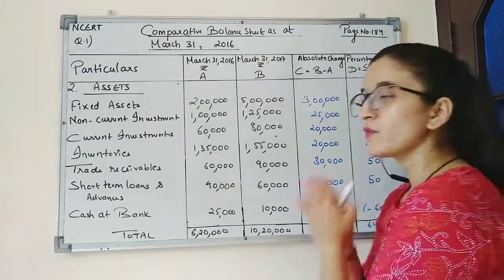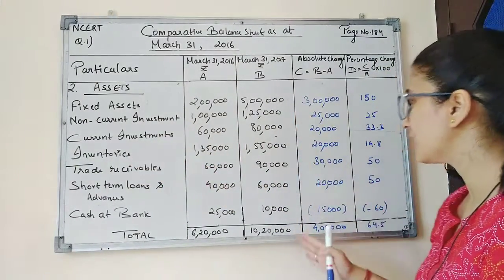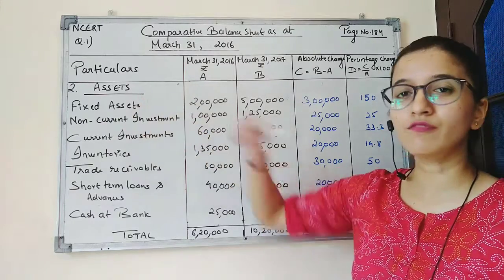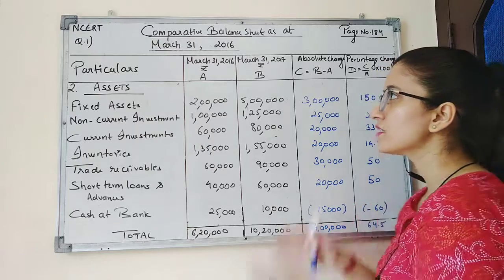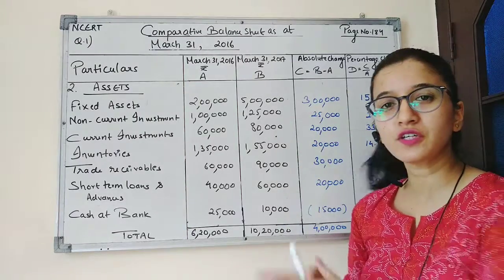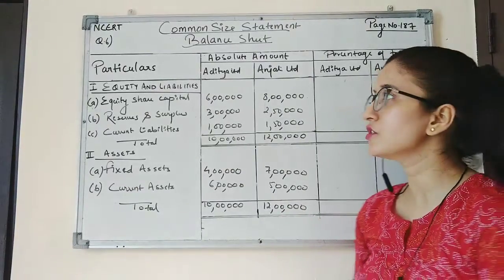64.5. So we can see in this question, the equity and liability side amount total is equal to the amount total of the asset side. We can see the balance sheet here is balanced. So this is how a question based on comparative balance sheet is solved. So we have solved the question based on comparative balance sheet.